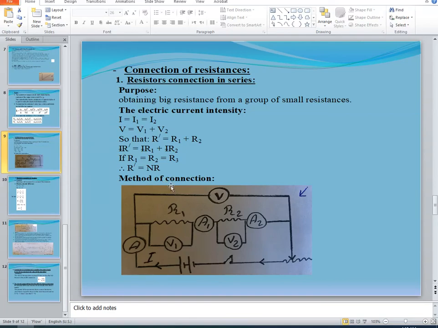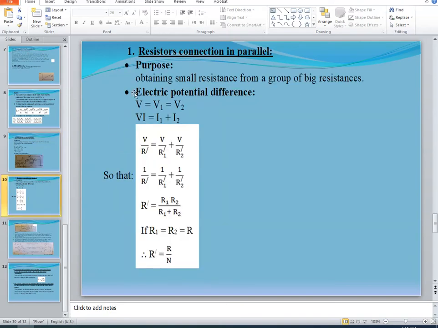So here, as you see, R equivalent is, of course, more than all these values. So we obtained from a small number of resistors a high equivalent resistance, and of course we can use it for beneficial results. This is called the series connection.